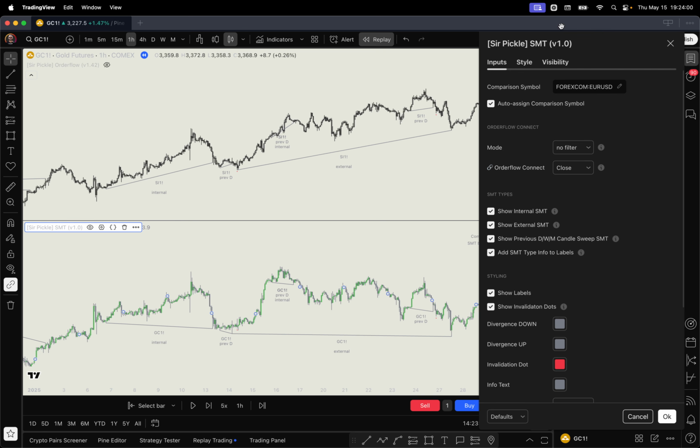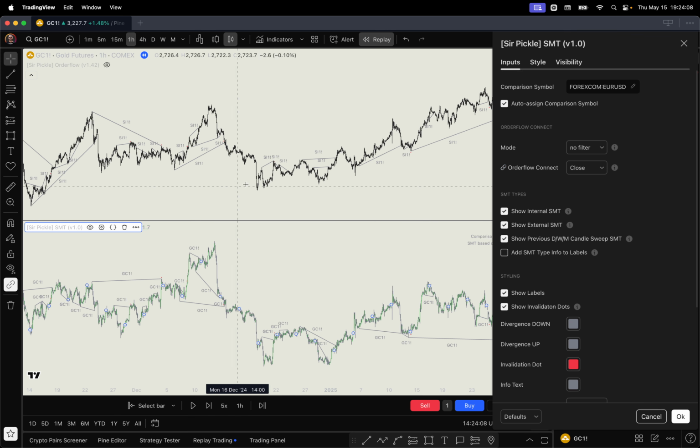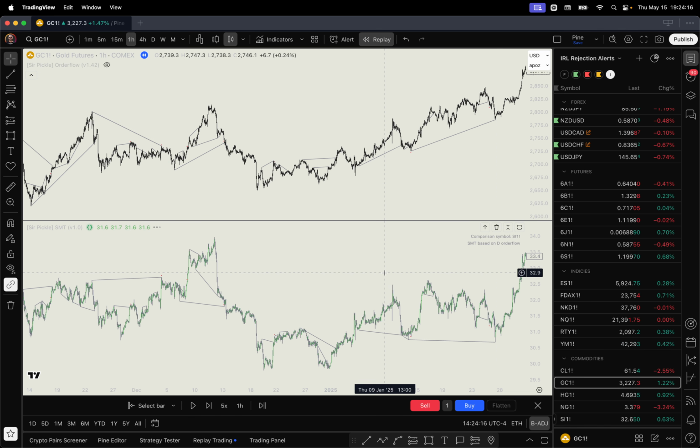And if you don't want the labels, you can simply untick this. I think it is off by default. I'm not too sure right now. But then you simply see that. And if you don't even want that, you can also say, I'm not even showing the labels. So you only see the lines. That also works like this.